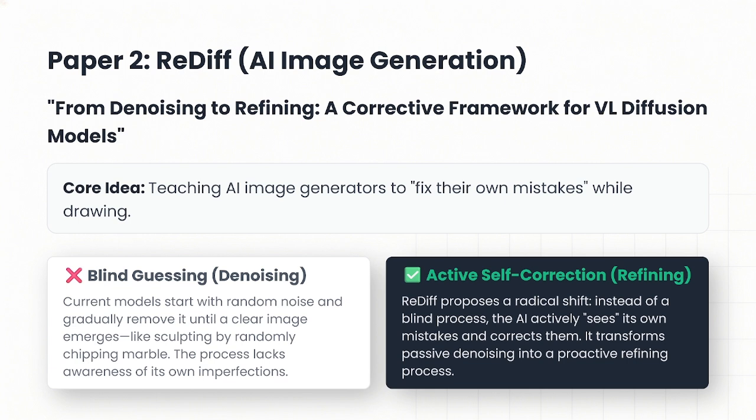Alright, let's move on to the second paper, which deals with generative models. The paper is titled From Denoising to Refining: A Corrective Framework for Diffusion Language Models. To understand the problem this paper tried to solve, we must briefly review how discrete diffusion models work.